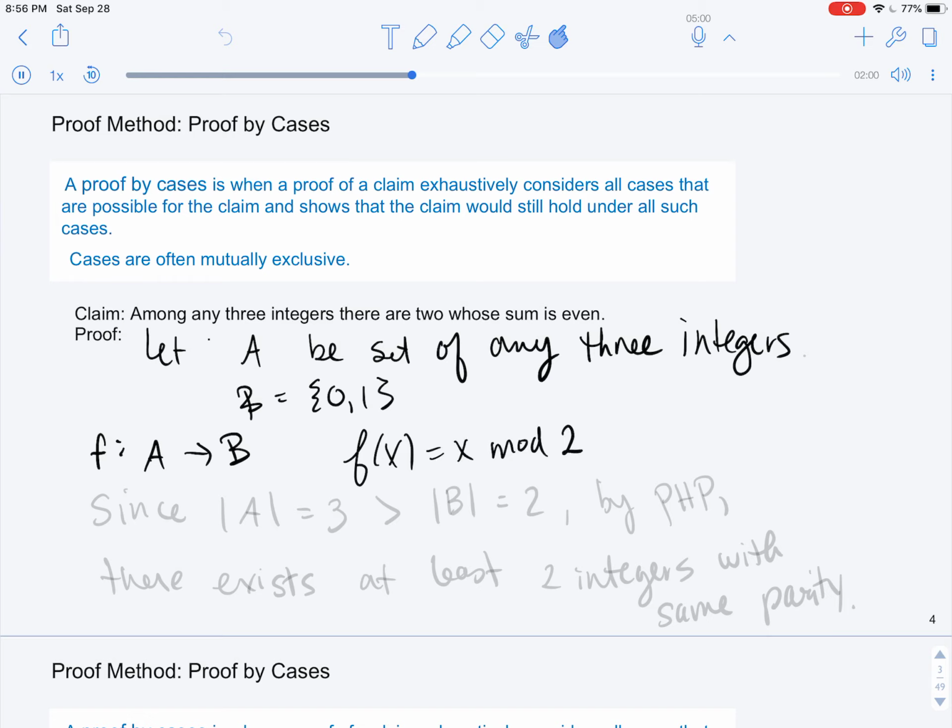This will turn out to be the parity of the integer, because if the integer x is 0 mod 2, that means it's even, and if it's 1 mod 2, it's odd. So since we have three integers that are being mapped into two parities, and both of those sets are finite, by the pigeonhole principle, there exist at least two integers with the same parity.